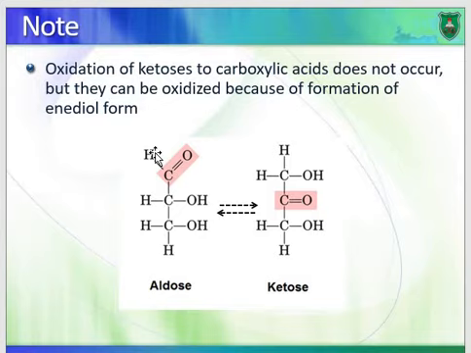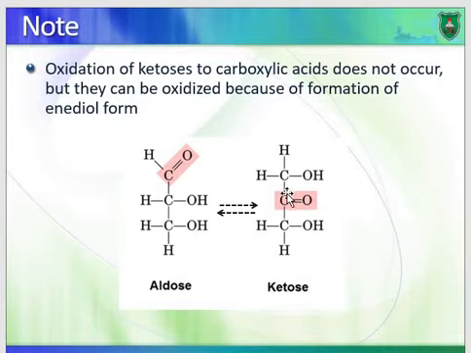But there is a way that we can oxidize ketoses indirectly, where they can get converted into aldoses first, and then the aldoses can get oxidized. So how can we convert a ketose to an aldose? By a rearrangement of the bonds and electrons. So these electrons are going to move, and this oxygen here, the carbonyl, is going to become an OH group.